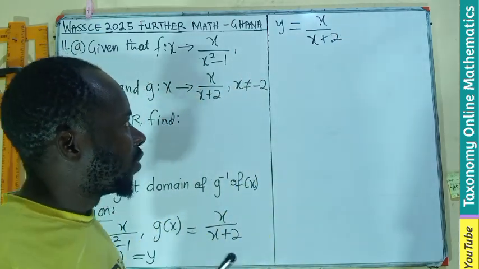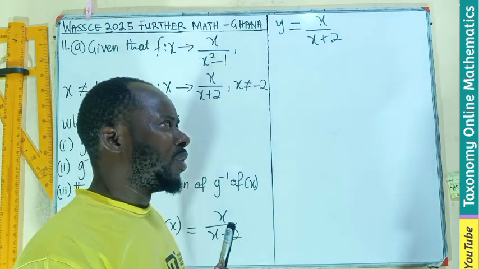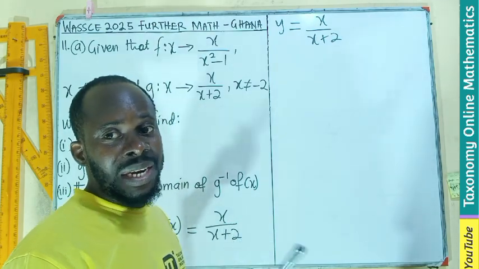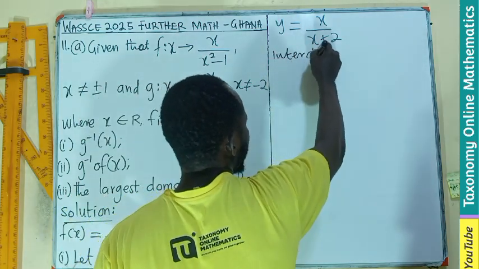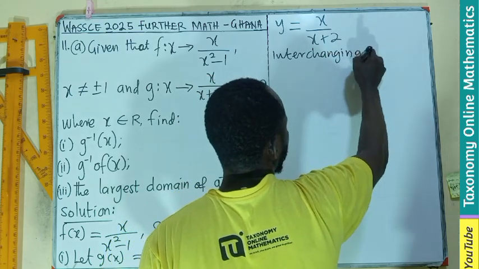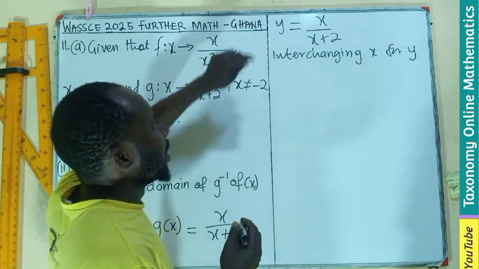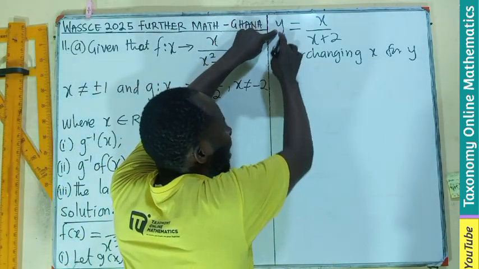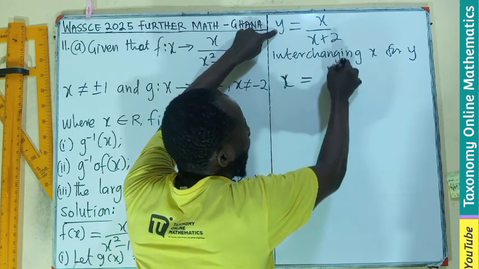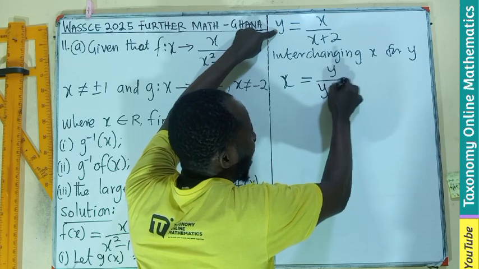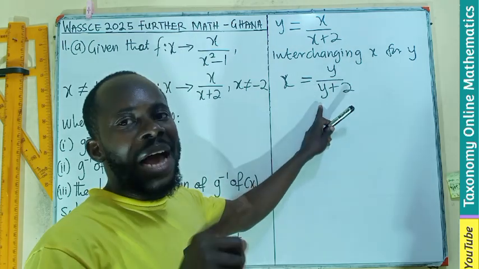Why do we do that? We do that in order to find the inverse. And how do we do that? Here we are going to interchange the position of both x and y. Interchanging x for y, meaning I should now have the dependent variable become x equals y divided by y plus 2. Then we now solve and make y the subject.